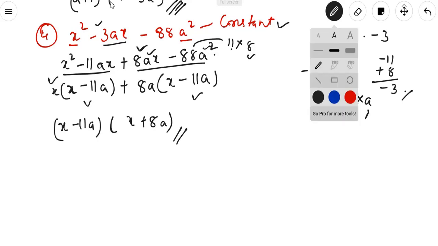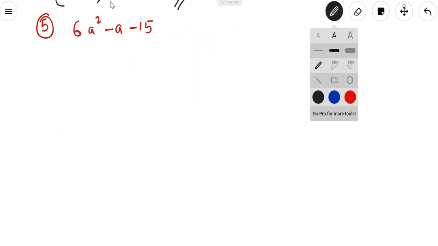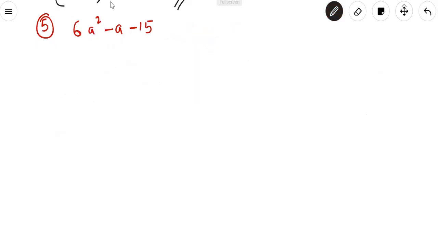So we will go for the next problem, that is problem number 5. First step is we have to multiply this and this. So 15 into 6. If I multiply this one, 6 fives are 30, 6 ones are 6, 6 plus 3 is 9, so 90. So if you multiply, you have to get 90. When you add or subtract, you have to get minus 1.